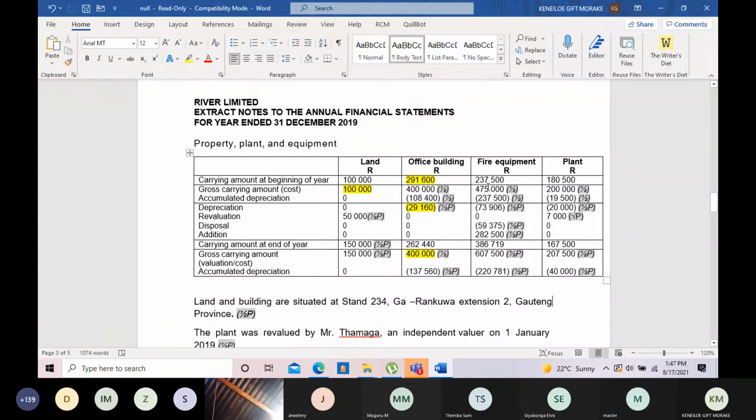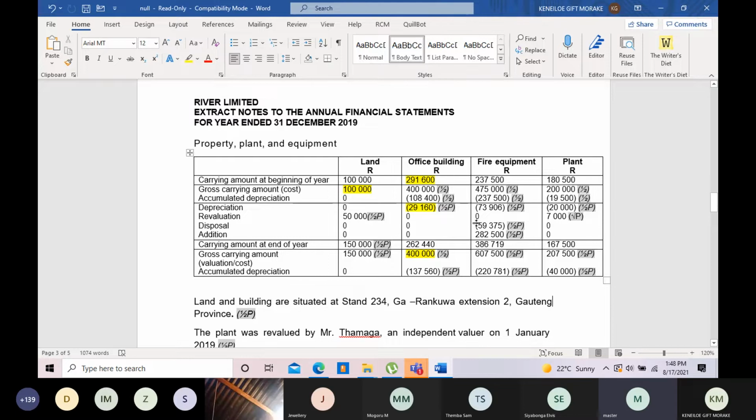Okay, so let me show you this. For you to determine the cost price at the end, we take 475,000 plus 282,500 minus that 150,000 rand. Not this one, because this one is a carrying value, this one, 59,375. You take the 475,000 plus the additions, then you subtract the disposal, the cost price of the disposed asset.